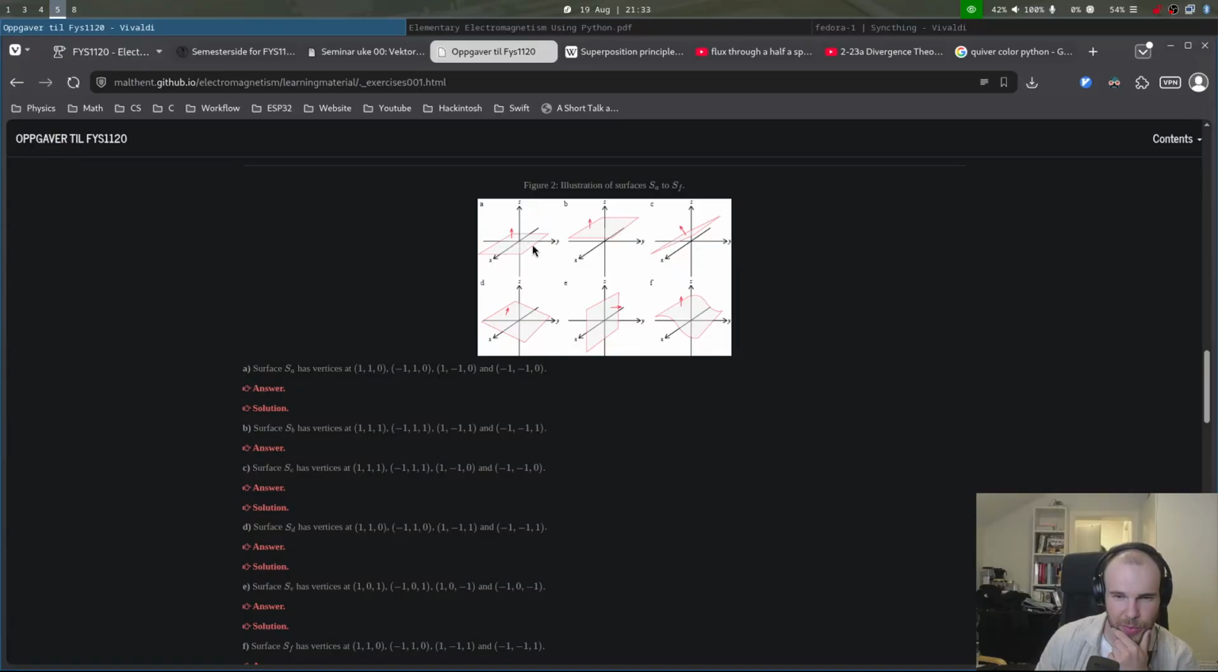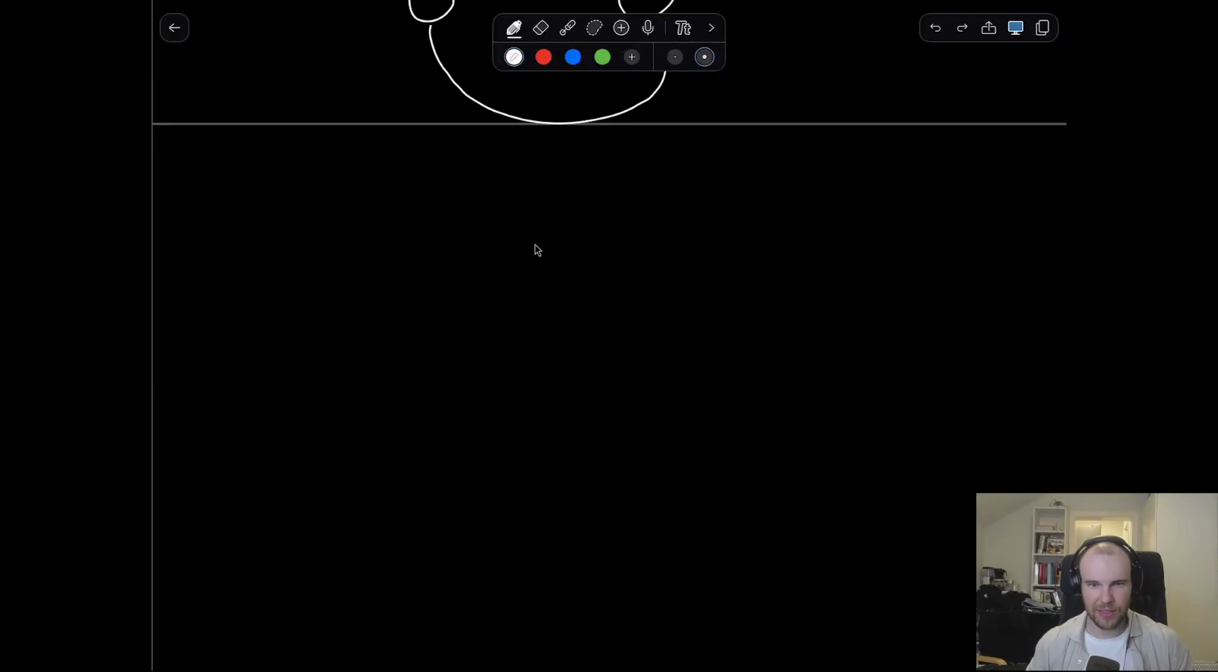Okay, these two are pretty simple. It starts from -1 and goes to 1, so that's just 2. Same goes on this side, so that's just 2. You can write it mathematically.